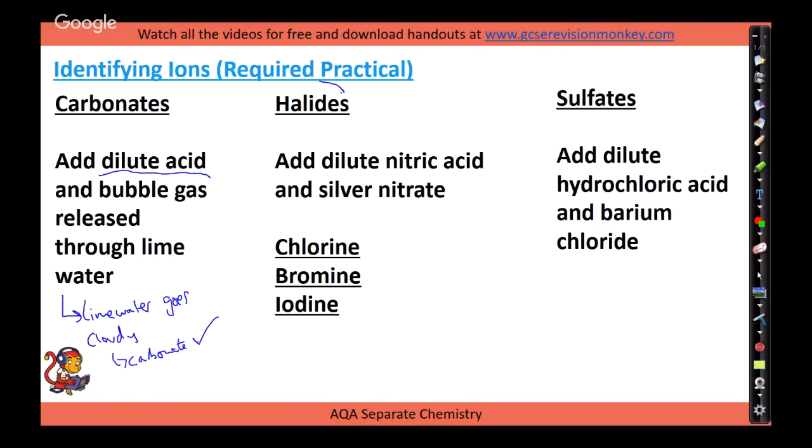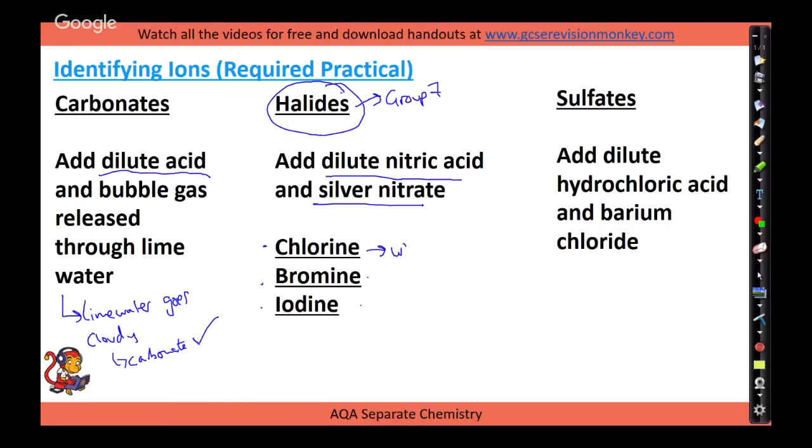You might be looking to see whether you've got a halide. This is an ion from group 7, the halogens. So these are the three that you need to know: chlorine, bromine, and iodine. So to test for a halide, you would add a little bit of dilute nitric acid and silver nitrate. And when you do that, you get a precipitate. So you would get silver chloride, silver bromide, or silver iodide.